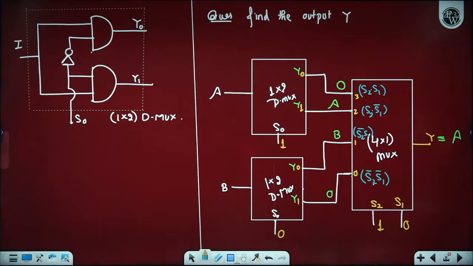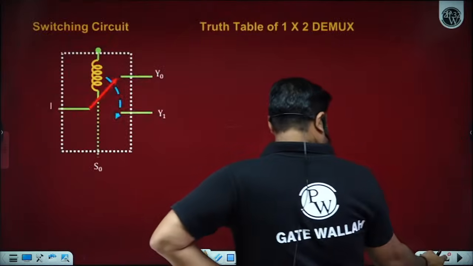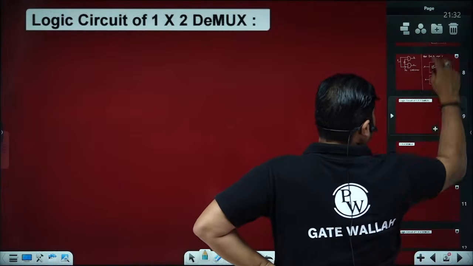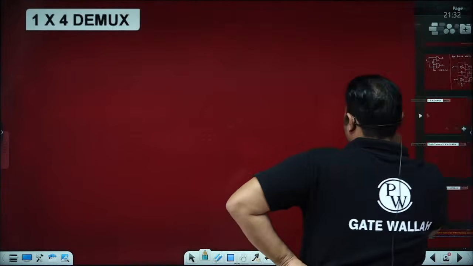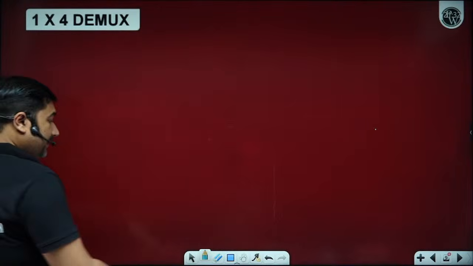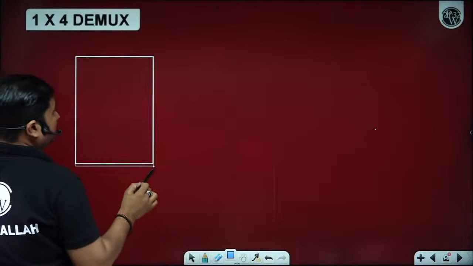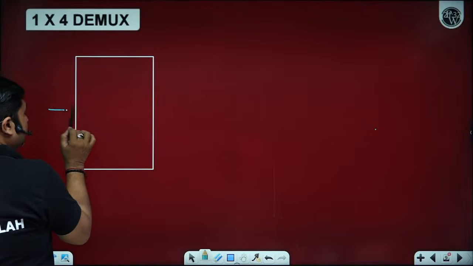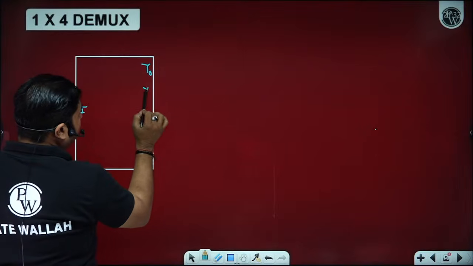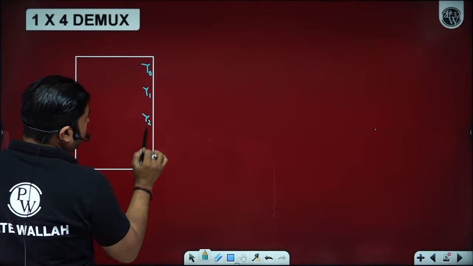How many of you are able to understand this demultiplexer as well? Let's have a discussion of a demultiplexer of a little bit higher size. Let's discuss a 1 cross 4 demux. If you want to design a 1 cross 4 demux, how many inputs are there? Only 1. And how many outputs are there? 4: Y0, Y1, Y2, Y3.